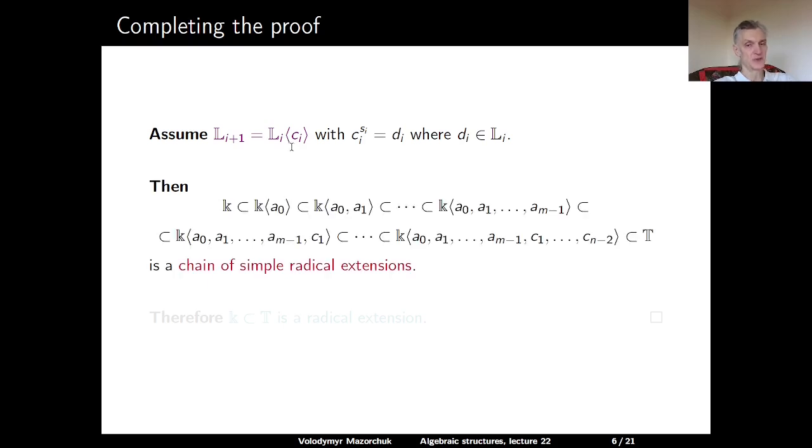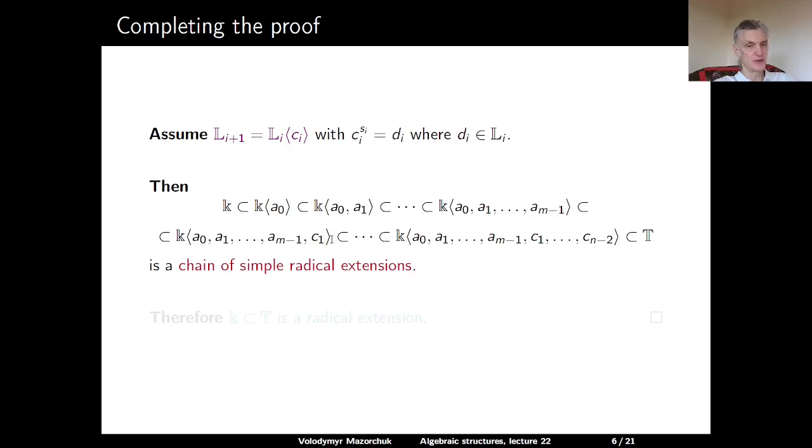And then we can consider the following chain of subfields, which start from little k and go to capital T. We start by adjoining to little k the element a0, then we adjoin a1 and so on all the way up to am-1.